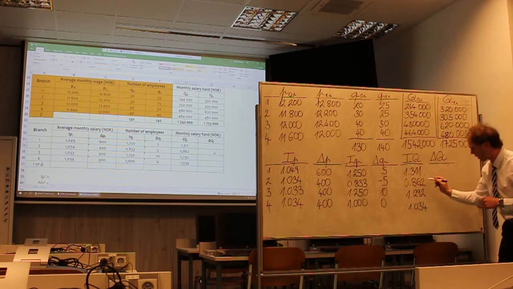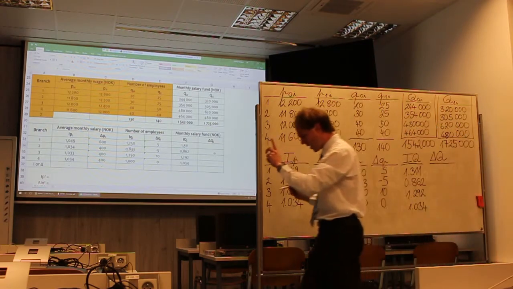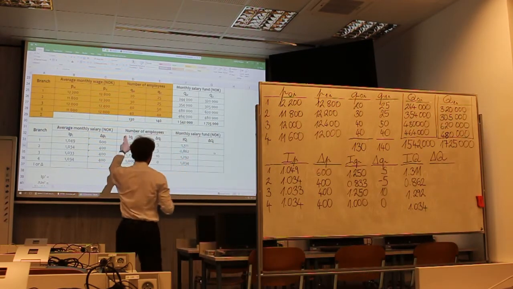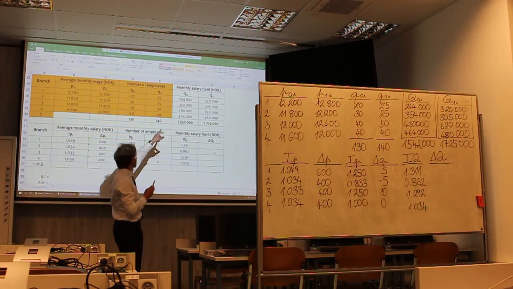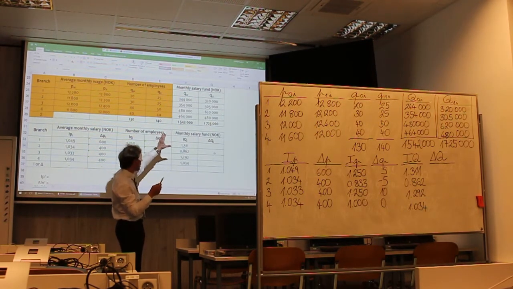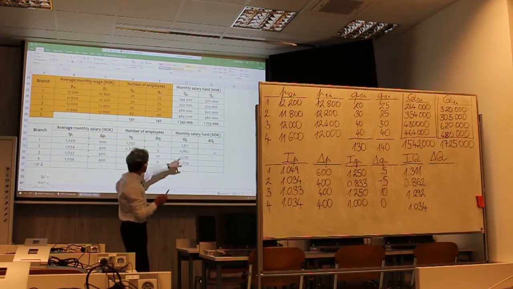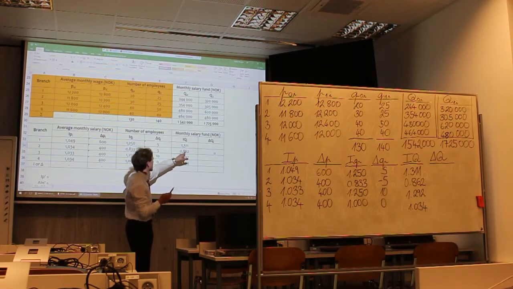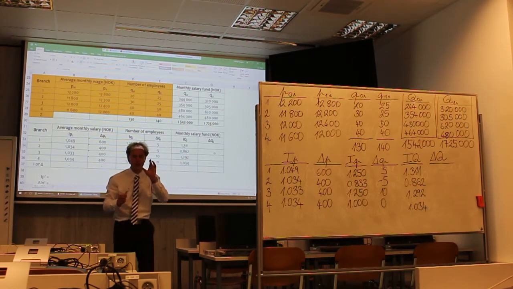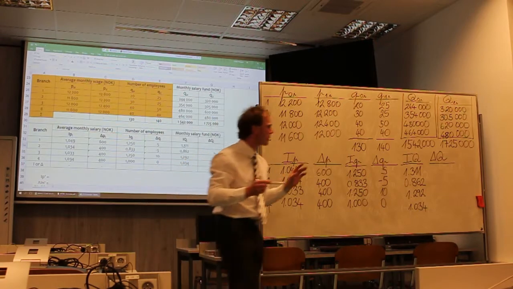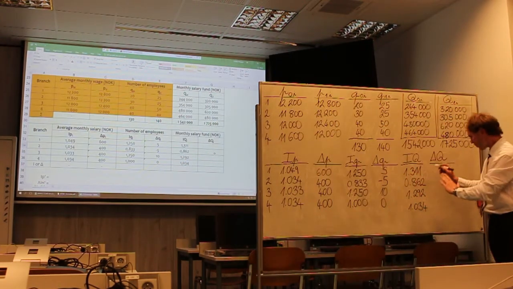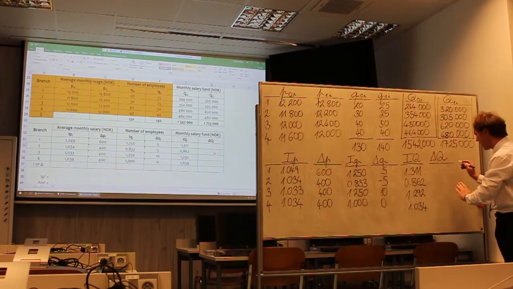In the case of the second branch office, yes, there is a decrease. In year 2010, you needed 354,000. In year 2011, you needed 305,000 Norwegian crowns only. So there is a decrease by 13.8%. A 13.8% decrease between year 2010 and 2011.